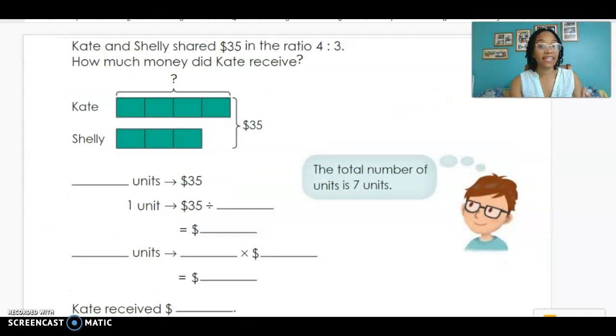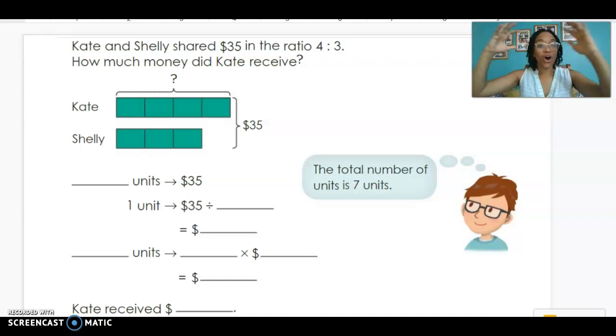Next, Kate and Kelly shared $35 in the ratio of 4 to 3. How much money did Kate receive? Let's stop and try to understand this problem. So we're trying to figure out how much money Kate got. We don't know how much money Kate had, and we don't know how much money Kelly had, but we know how much money they had all together, and we know the ratio by which they split it up. So we have 4 units for Kate and 3 units for Kelly, and 7 units all together.